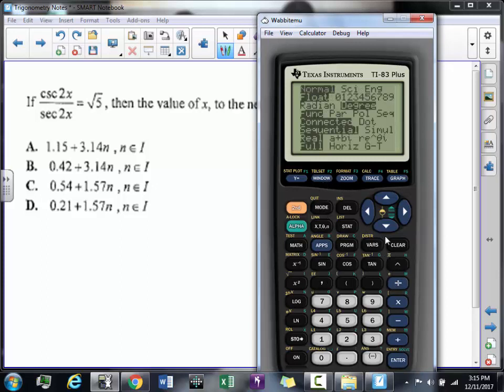I should be in radians. I think it's clear that these answers are referring to radians. If you see how this has got 3.14, that's pi. 1.57, by the way, is half of pi. So it looks like we should be in radians, which means I'm going to make my window size go as far as 2 pi, maybe. So if I do that, here's my graph.